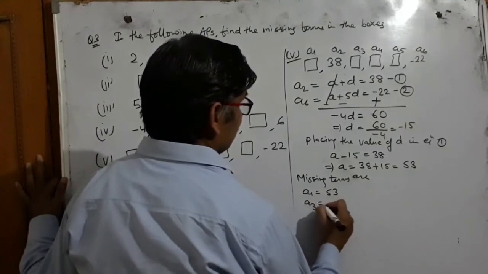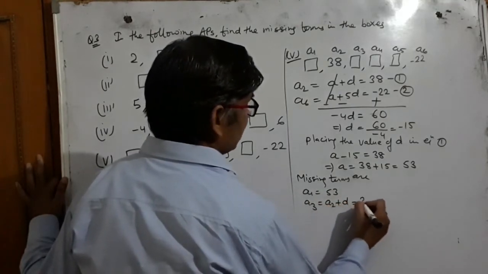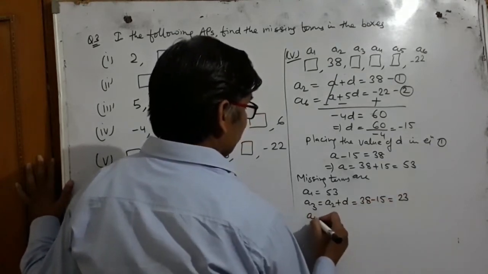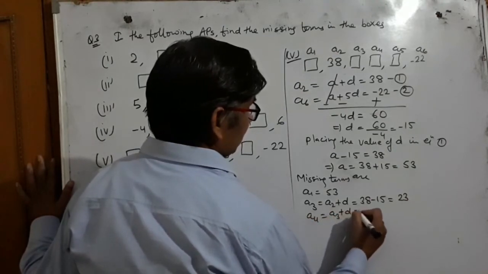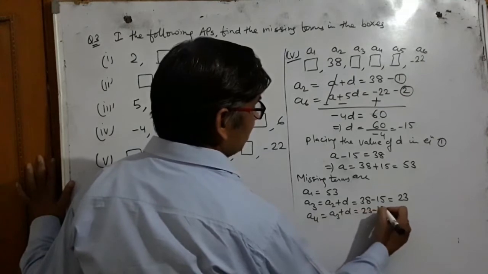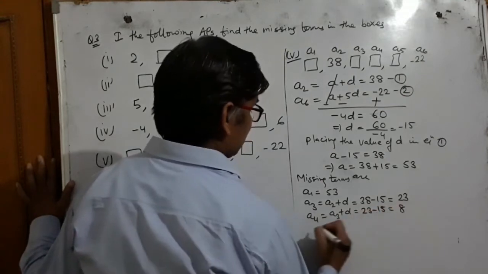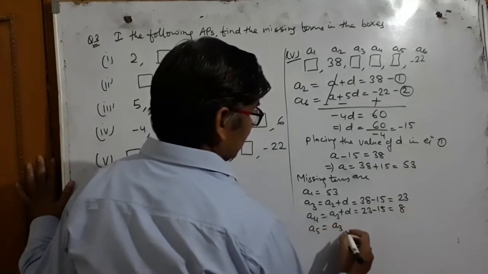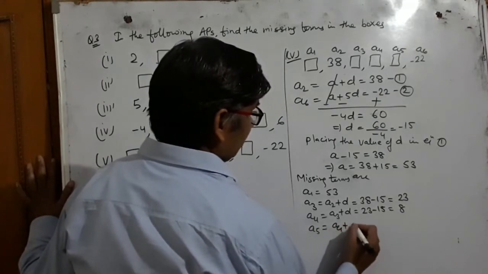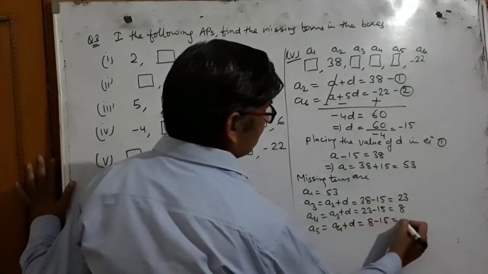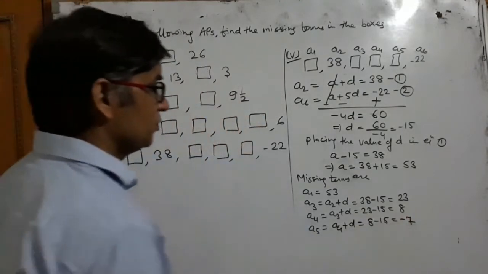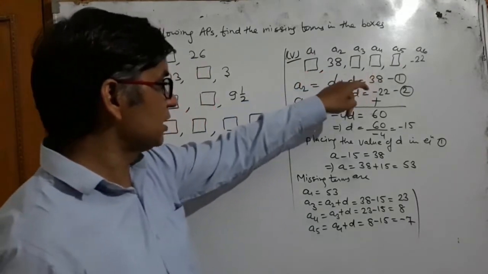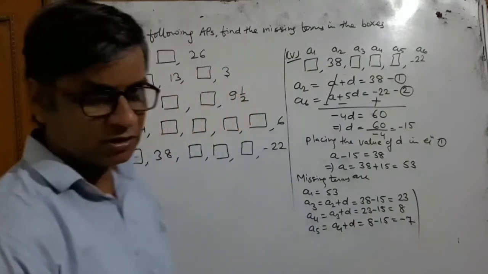A3 is A2 plus D. A2 is 38, D is minus 15. This is 23. A4 is A3 plus D. A3 is 23, D is minus 15. So this is 8. A5 is A4 plus D. A4 is 8 and D is minus 15. This is minus 7. Okay, the missing terms: first is 53, third is 23, fourth is 8 and fifth is minus 7.